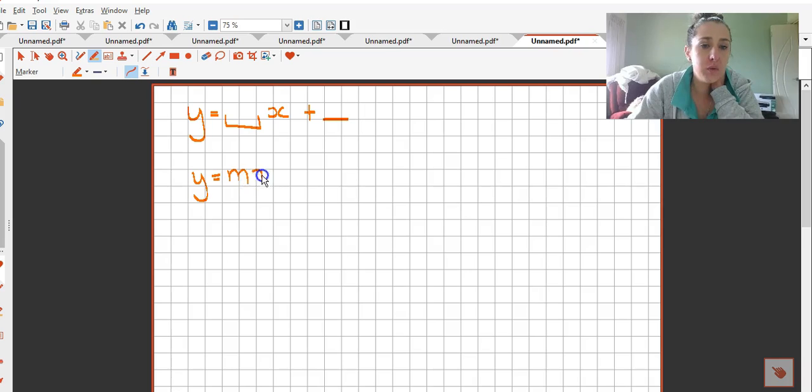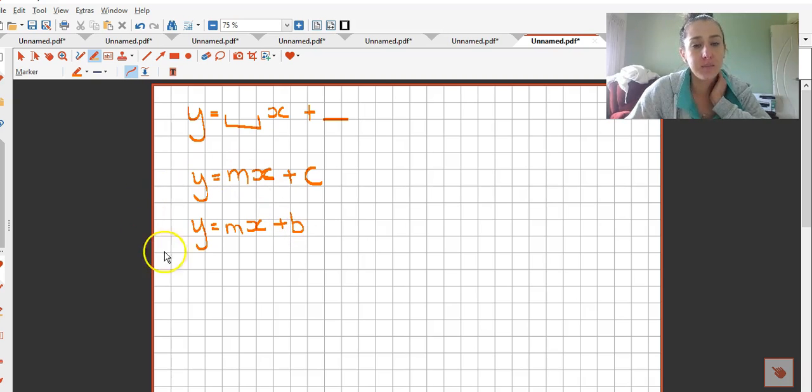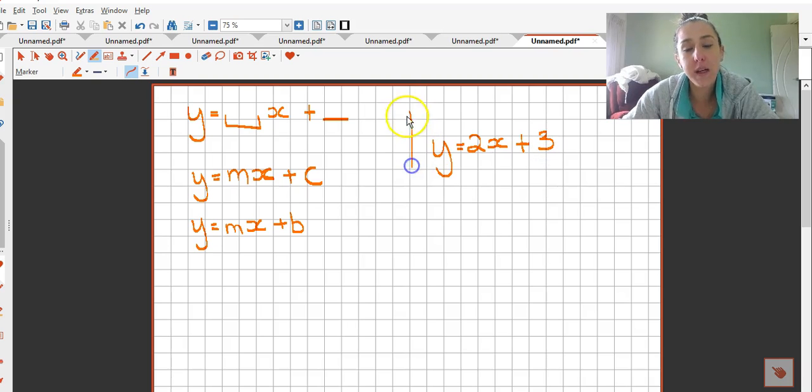So the general rule for a linear equation is actually this. It's y equals mx plus c, or it might be y equals mx plus b. It sort of changes a bit depending on who you're talking to. But if we've got our equation like this, we might have something like y equals 2x plus 3. So that would be our equation of our straight line.